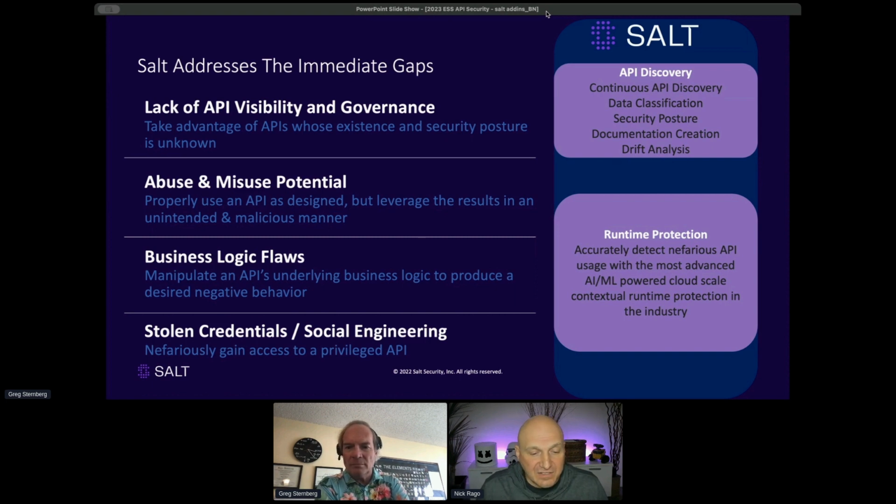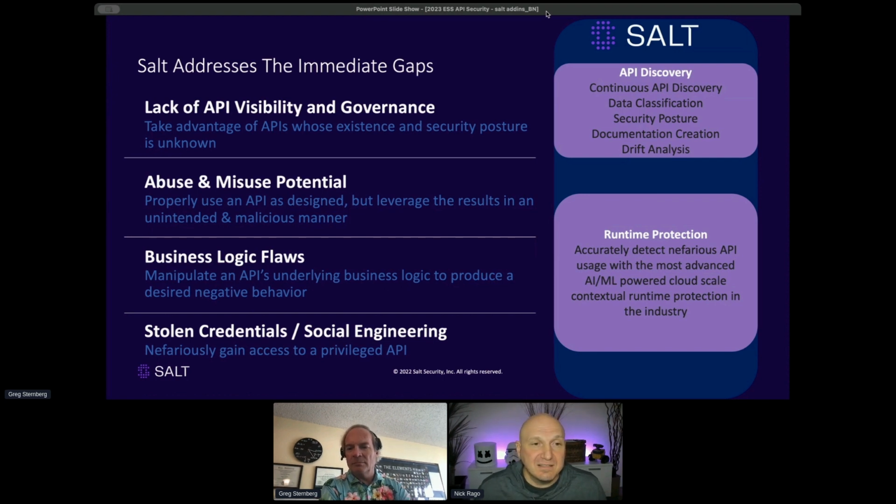The other piece is runtime protection, and that's usually the first. Discovery and runtime protection are the two things I tell organizations immediately that they need. We need to guard what we already have, using the same assumption I gave before: whatever we have in production, we have to assume has business logic flaws, potential for misuse, or that we're missing some governance and visibility on things that are already in production.